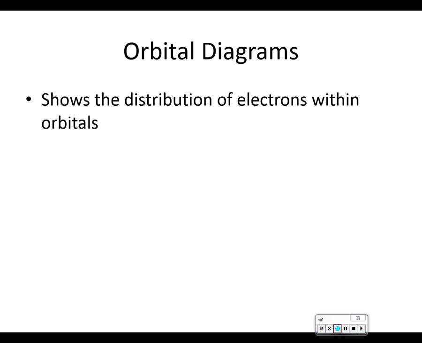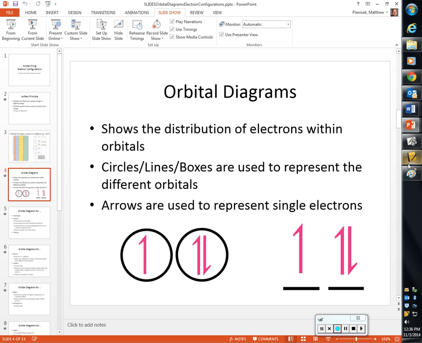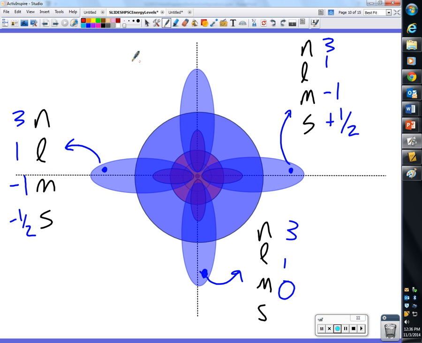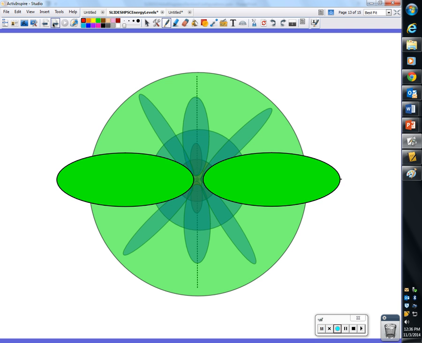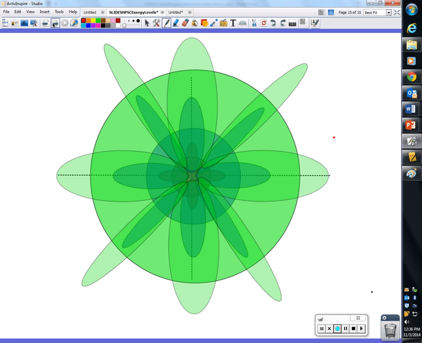Remember, like I kind of mentioned earlier, these are all locations that are statistically likely that they will find electrons. But which ones actually get filled up? People are statistically likely to live in houses as opposed to other places. But which houses are actually filled up? That's what we're trying to figure out with, or show with, these orbital diagrams.